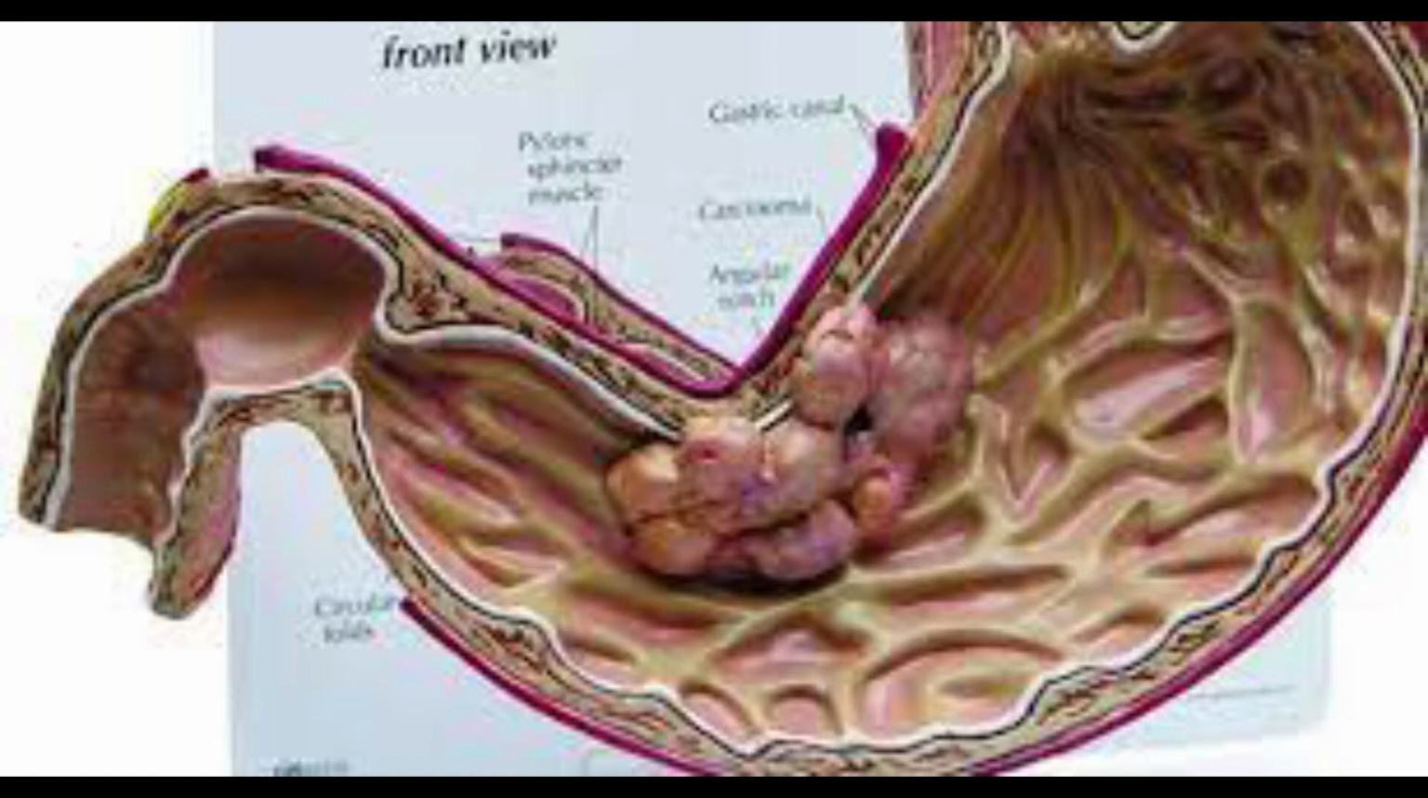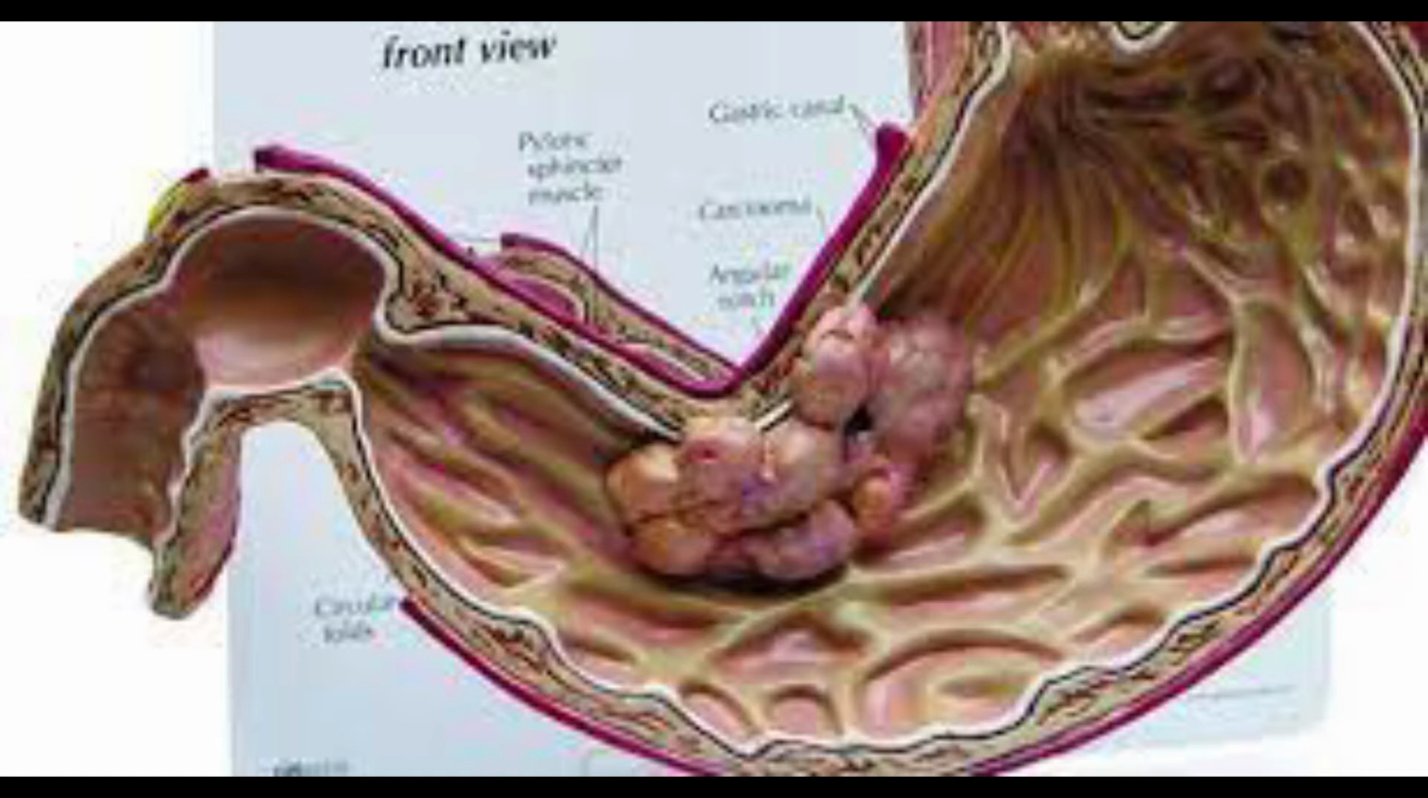So what is Zollinger-Ellison syndrome? It is a tumor in the pancreas that can be found in the body of the pancreas, tail, or head of the pancreas. An example for Zollinger-Ellison syndrome is that the tumor of the pancreas is a gastrinoma.